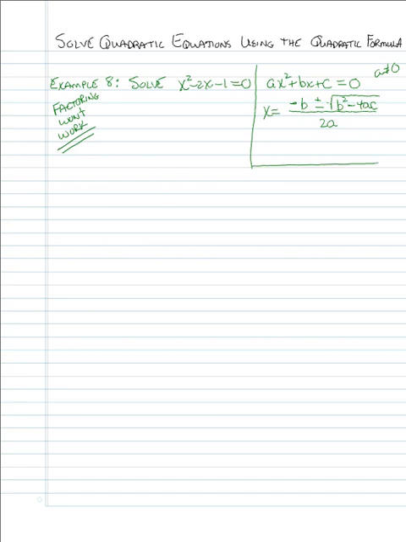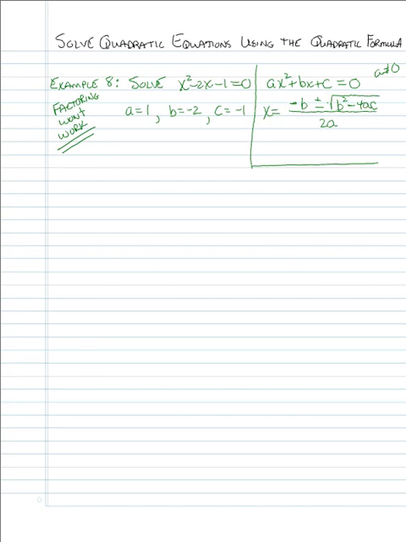So the first thing we have to do is identify the a, b, and c. And remember, a is the coefficient of x squared. First, we have to have all terms on one side in the correct order, as we do. And then we have to identify the a, b, and c. And the a is the coefficient of x squared, which is 1. And the b is the coefficient of x, which is -2. And the c is the constant term, and that's -1.